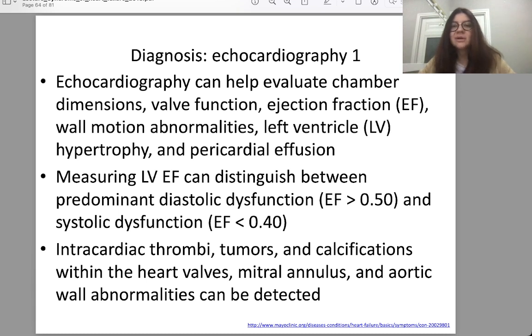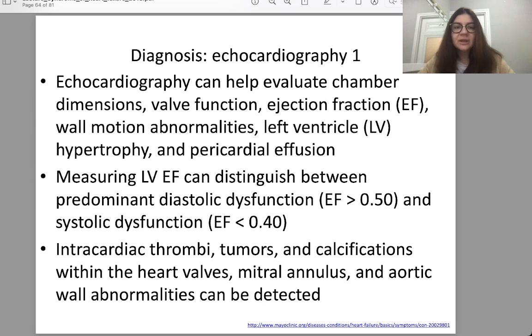Echocardiography can help evaluate chamber dimensions, valve functions, ejection fraction, wall motion abnormalities, left ventricle hypertrophy, and pericardial effusion. Measuring left ventricle ejection fraction can distinguish between predominant diastolic dysfunction, when ejection fraction is more than 50%, and systolic dysfunction, when ejection fraction is less than 40%.